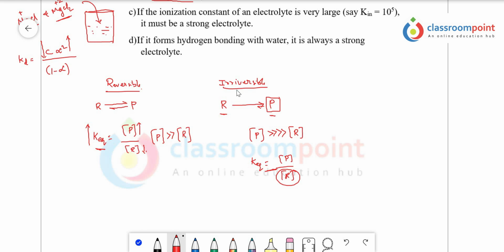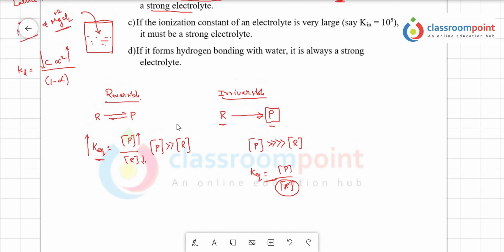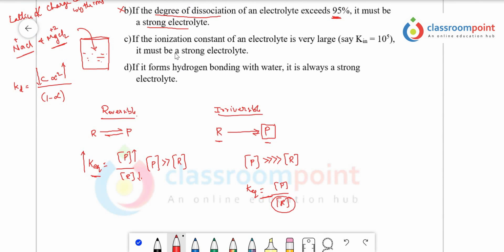So that is the reason why we say these reactions are reversible, but not irreversible; they are also reversible. So here, the concentration of the reactants is too less than the concentration of the product. When the concentration of the product is too high, the equilibrium constant is too high. That is the reason why the nature of the electrolytes can be decided by using the equilibrium constant. Where equilibrium constant is very high, we can say that they are strong electrolytes. So option C is correct.